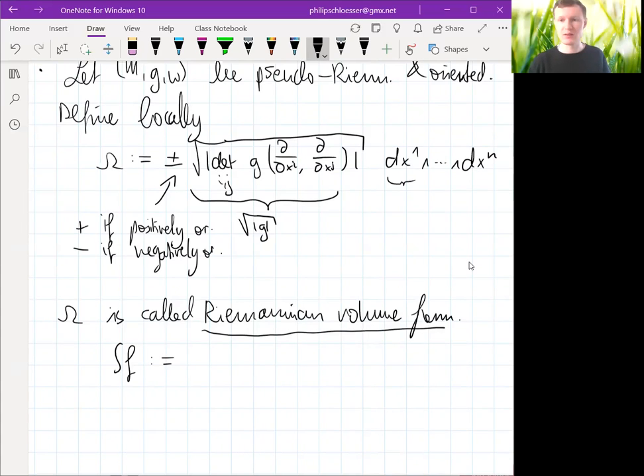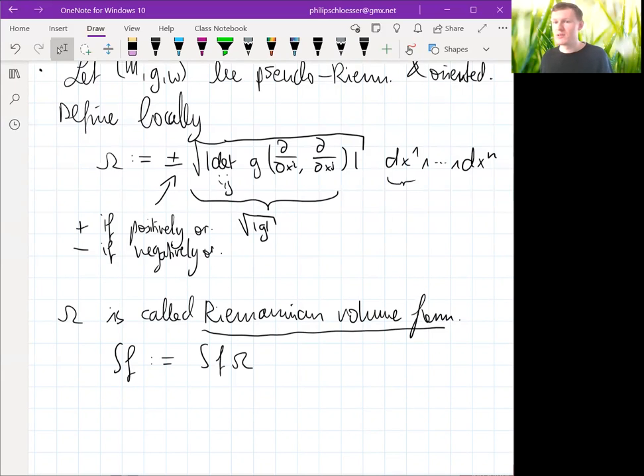Because as we've seen in the lecture about the de Rham complex, the only thing you can integrate over a manifold, over an n-dimensional manifold or an n-chain, is an n form. But functions aren't n forms, they are zero forms. So there has to be some canonical way of identifying the two. And this is via this capital omega. So the canonical way of integrating functions over an oriented Riemannian manifold is by integrating f times capital omega.